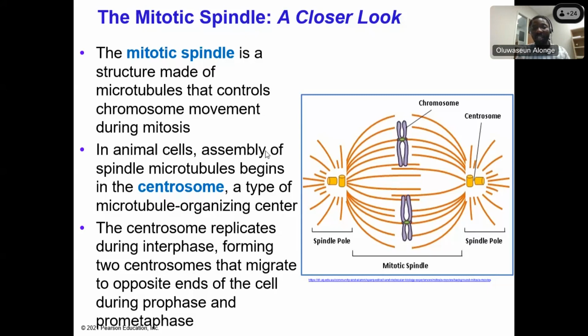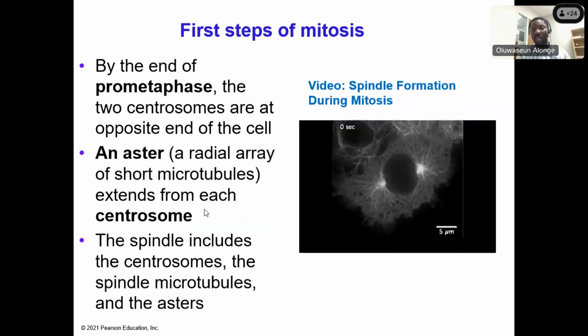In animal cells, assembly of spindle microtubules begins in the centrosome, a type of microtubule organizing center. The centrosome replicates during interphase as well, forming two centrosomes that migrate to opposite sides of the cell during prophase and prometaphase. So you see that by the end of prometaphase, the two centrosomes are at opposite sides of the cell already, ready to release their spindle fibers so that they can arrange the chromosomes at the middle and then split them apart. An aster extends from each centrosome, I will show it to you if you didn't notice it before. The spindle includes the centrosomes, the spindle microtubules and the asters.